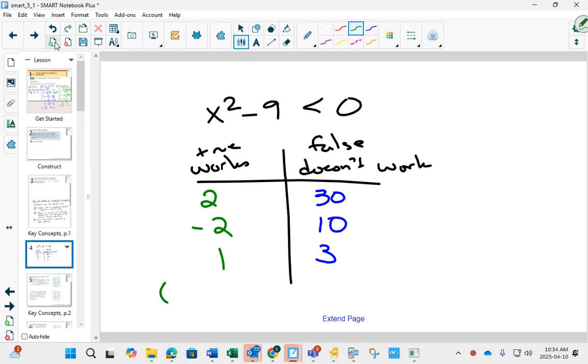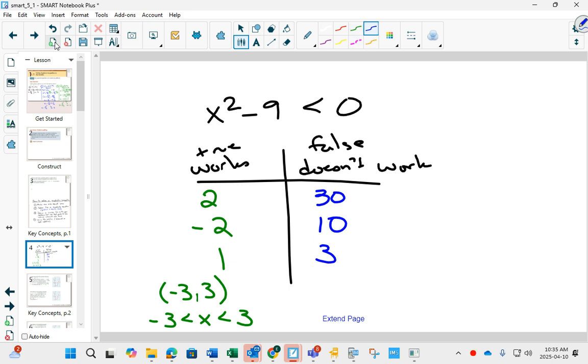Between 3 and -3, in interval notation it would look like this. In set notation, you see that anything in between those two is going to work. Now, if you guessed and checked like we did, you'll eventually find the key points are the 3 and the -3.